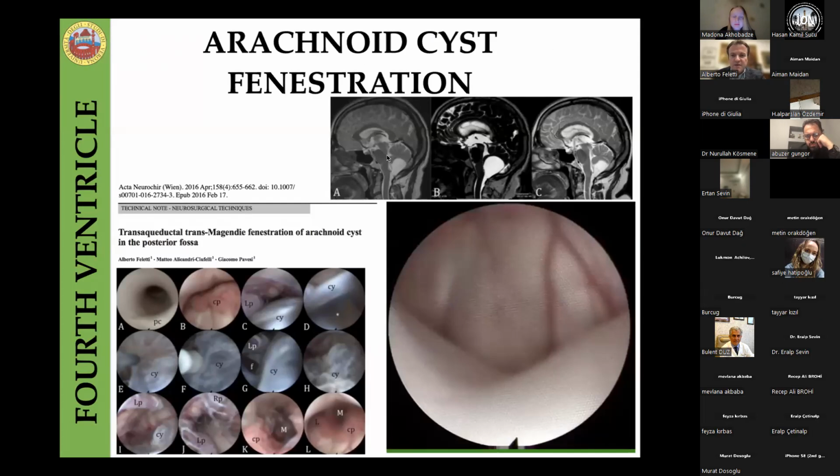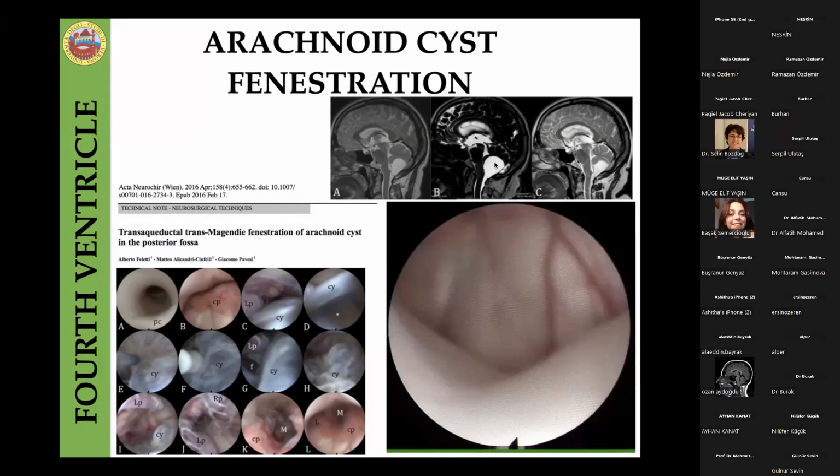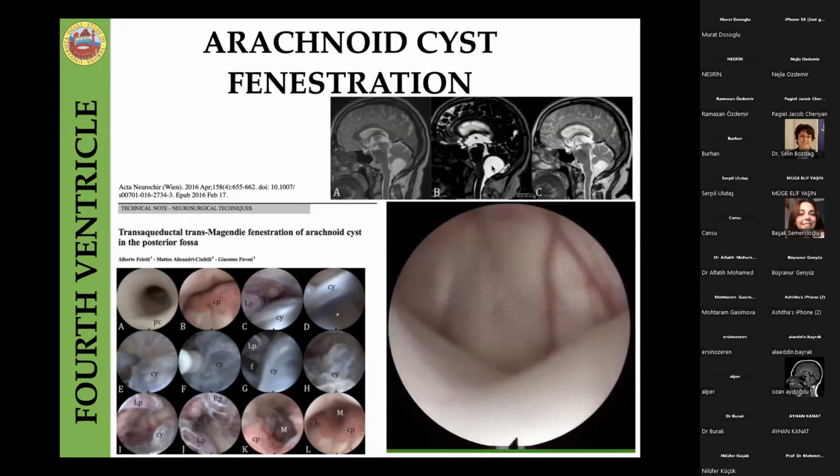Or sometimes it's possible to get to the fourth ventricle from a transaqueductal route, like we did in this patient with a posterior fossa arachnoid cyst, which was followed up. The patient was doing fine, so it was an accidentally found arachnoid cyst, but after a few years, she complained of symptoms of hydrocephalus, and we did again an MRI scan, and as you can see, the cyst was enlarged.